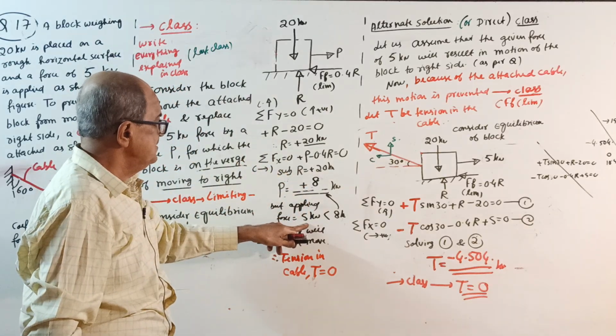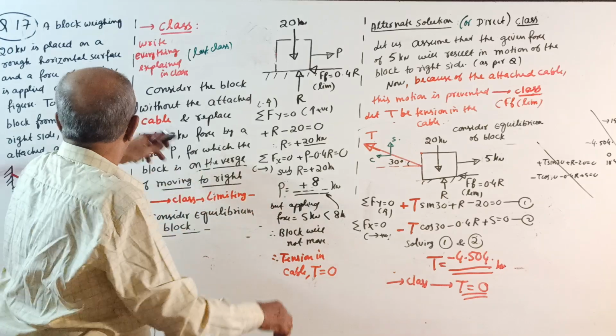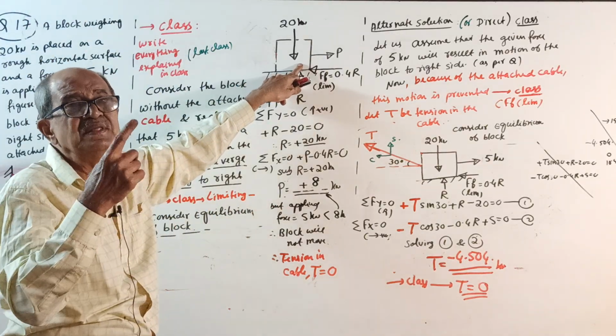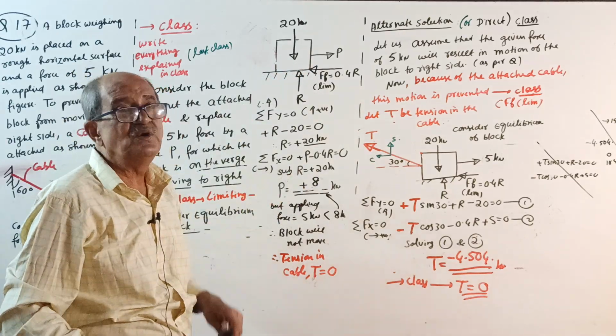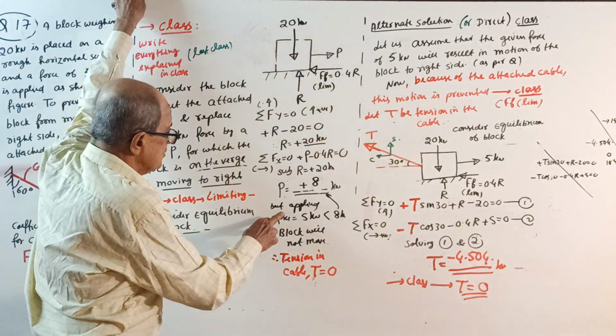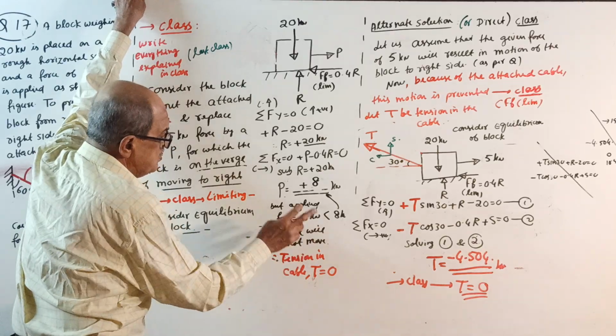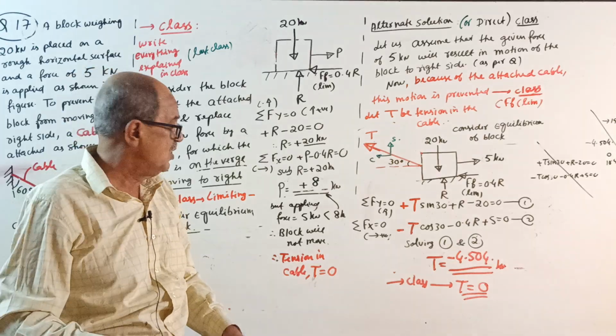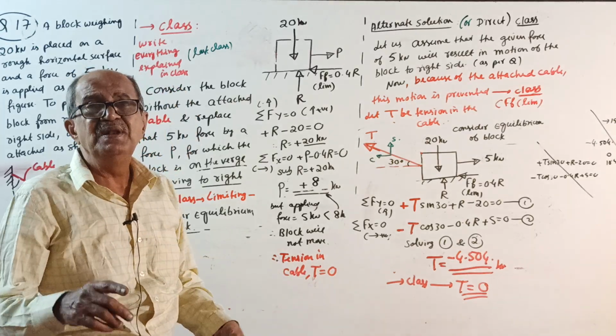But the applied force is 5 kilonewton. The block will start moving only when the force reaches how much? 8 kilonewton. So with the applied force of 5 kilonewton, the block will not move, because the applied force is less than the force required to move the block. Therefore the cable is inactive.